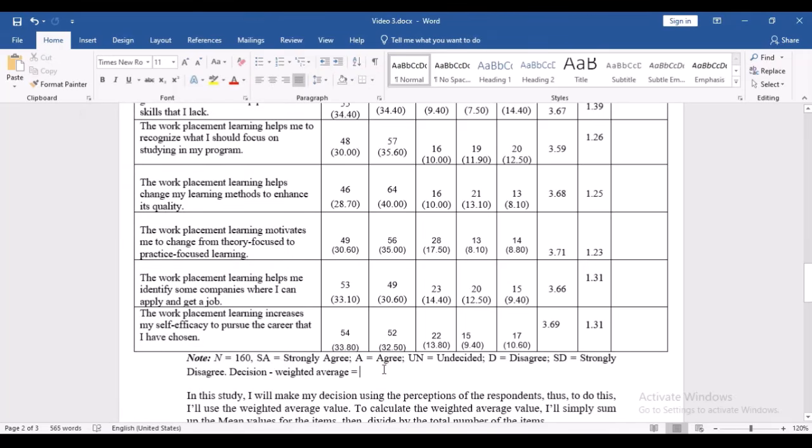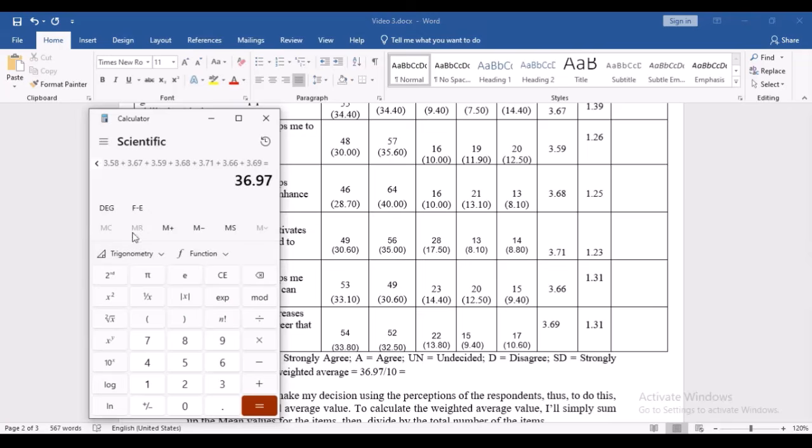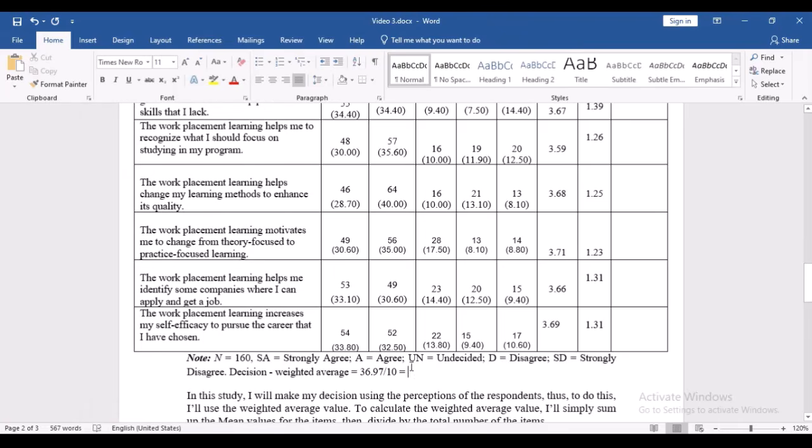36.97. Okay, so it's going to be 36.97 divided by the total number of 10 items. So I'm going to divide this 36.97 by 10, and that's going to give us 3.69. So this becomes our weighted average.